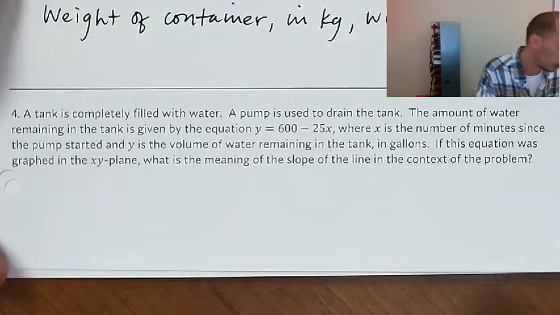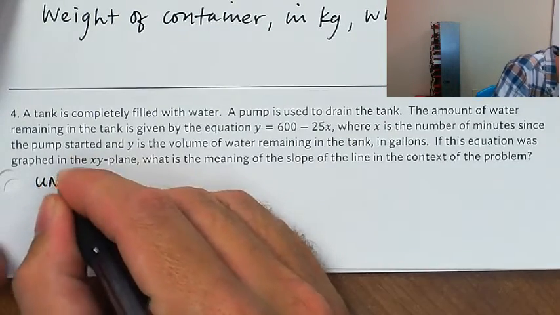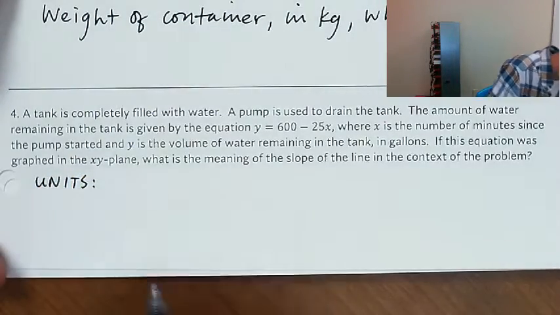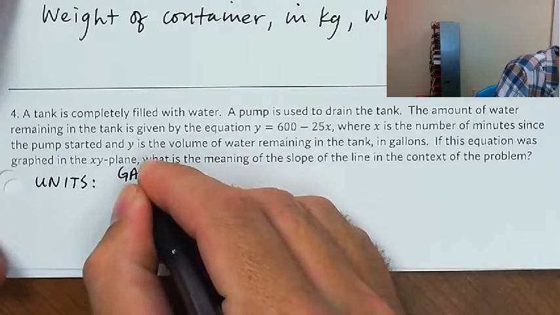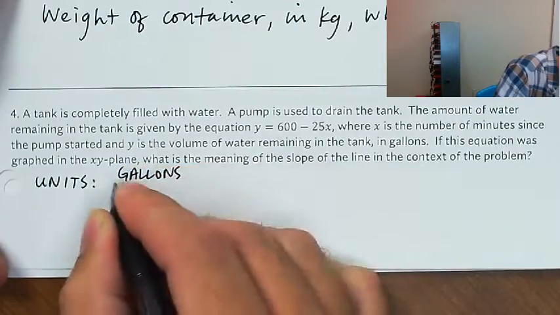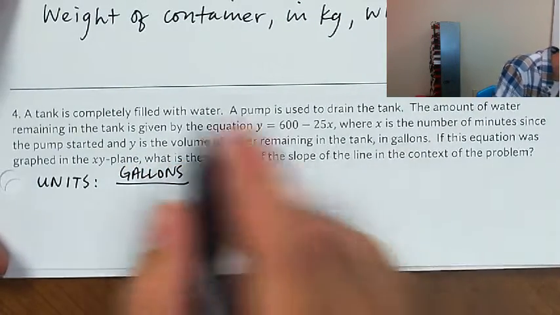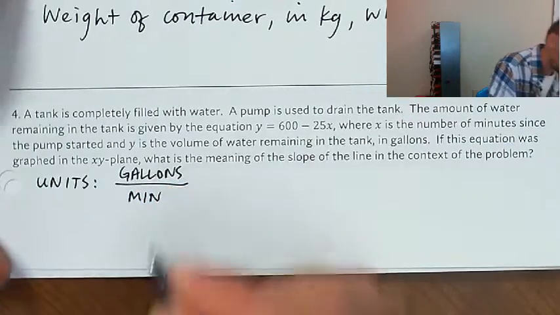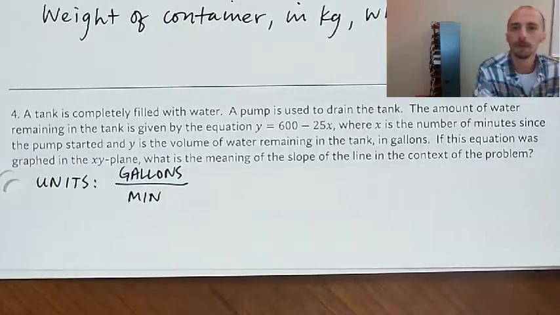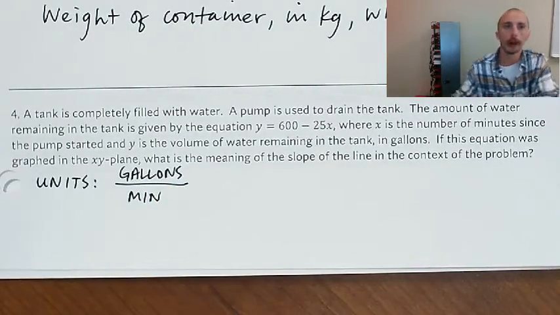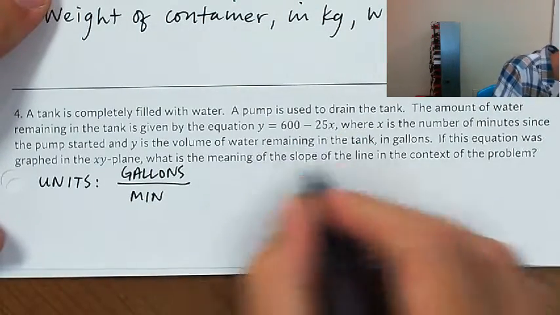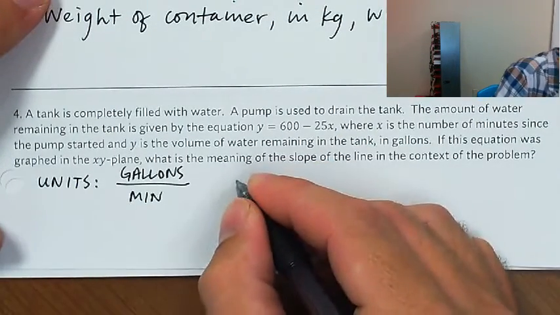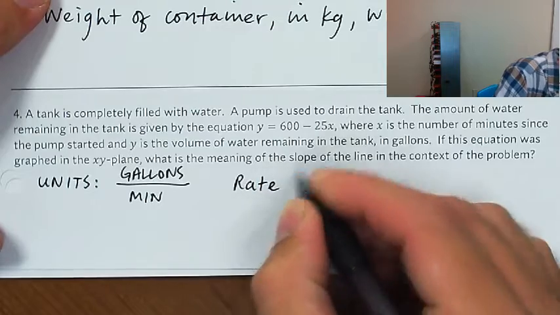What would be the meaning of the slope in the context of the problem? Okay, well, I'm going to start with the units to help guide me. Right, it's the units of y. Y is gallons per unit of x, which is minutes. So if you think about gallons per minute, that's going to be the rate that the water is flowing out of the container. Okay, so meaning of slope, it's the rate.